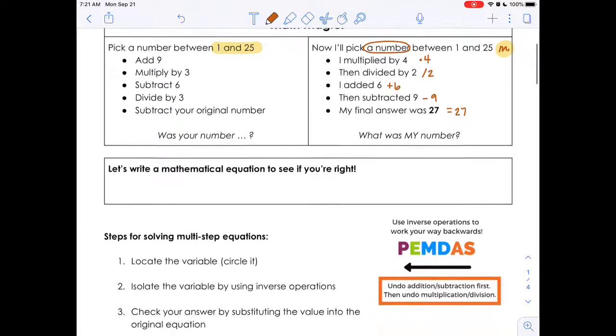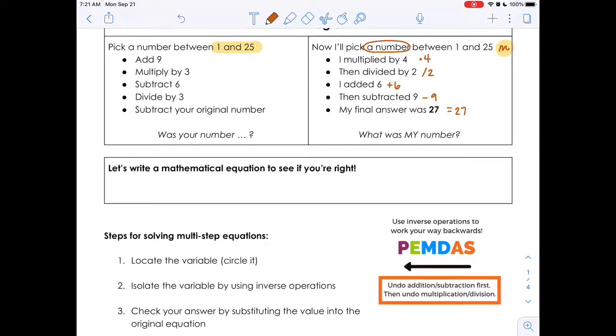So I want to start from the beginning. I started with an unknown number, M. The first thing I did to that number was that I multiplied it by 4. So I have M times 4. But actually, because this is a variable and multiplication is commutative, you can do M times 4 or 4 times M. We usually would write this as 4M. So I've got 4M, I multiplied my number by 4.